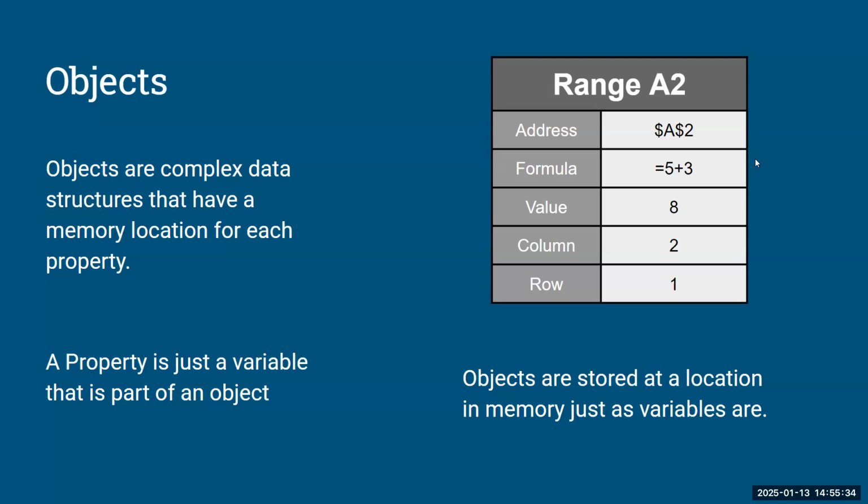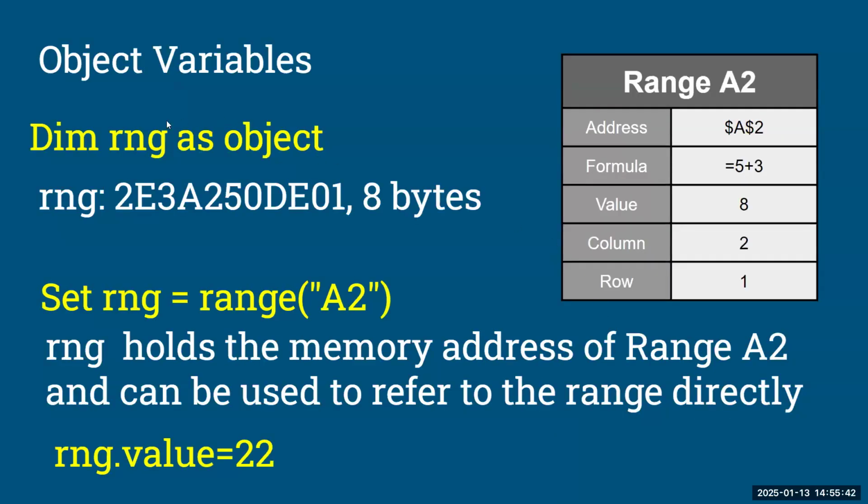So VBA recognizes all of this information as one continuous object. That's actually a variable name, and they're stored at a location in memory just like variables are. Here's an example of a range object. We're saying Dim rng As Object, that's our object name. The operating system is going to say, okay, here's the address and here's the allocation, 8 bytes for this object. Then when we put something into that object, it's going to hold the memory address of this object, and it's going to refer directly to this object in memory.